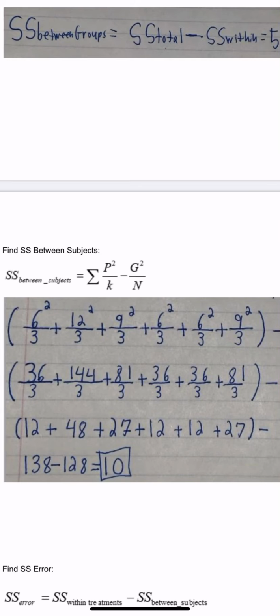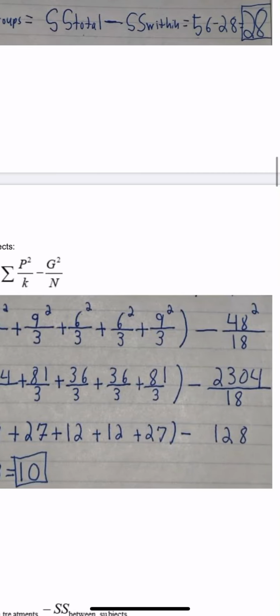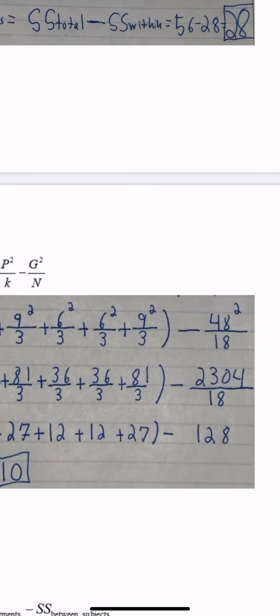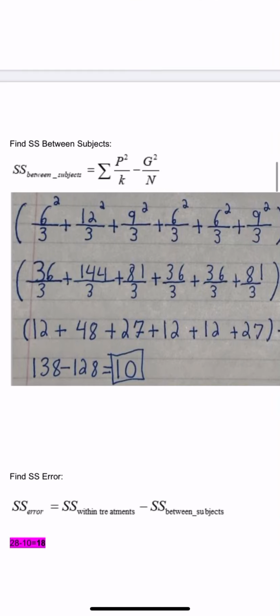6 squared divided by 3 is 36 divided by 3 is 12, and so on. When you do all of these calculations, you'll get 12, 48, 27, 12, 27. Minus 128. 138 minus 28 equals 10. SS between subjects is 10.